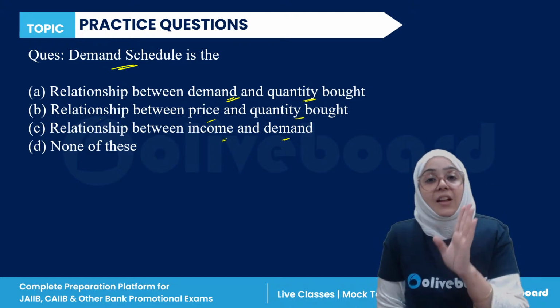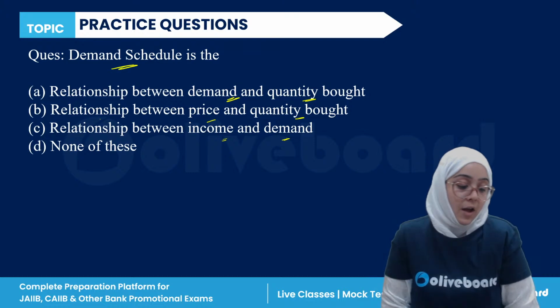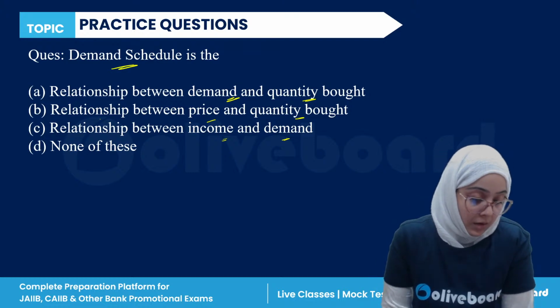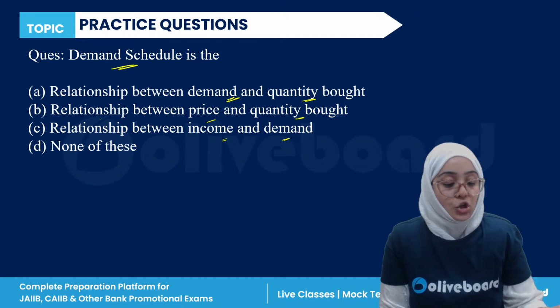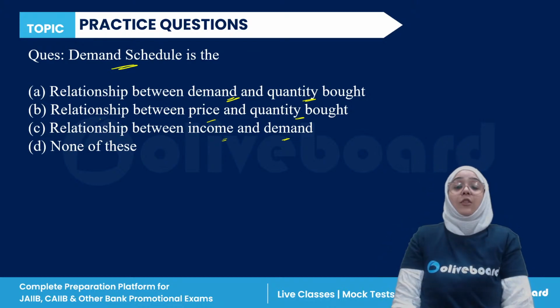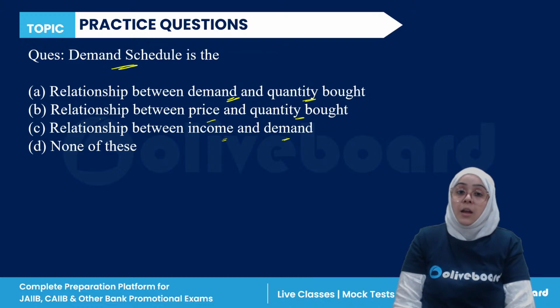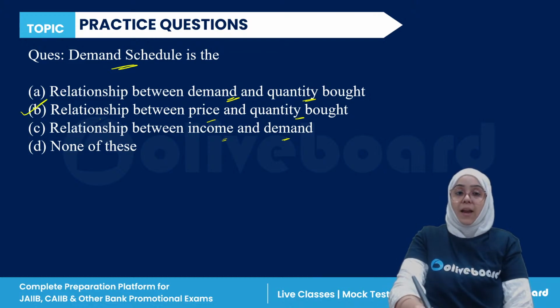So the law of demand basically explains the relationship between what and what? Now answer this question. The law of demand actually gives you the relationship between what and what? Yes, obviously. So the correct answer is price and quantity bought, right?